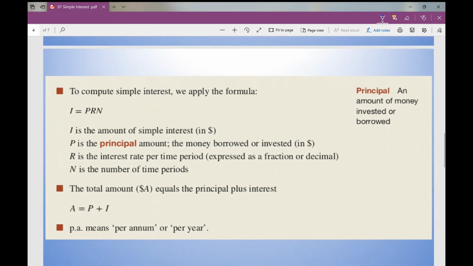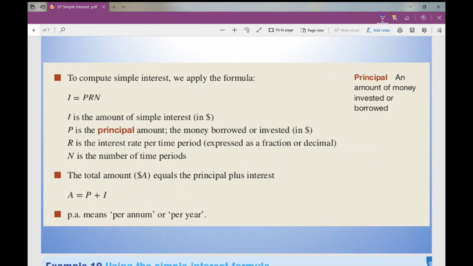Okay, moving on now to interest. I want to see everyone please writing these things down in their books. We need this formula. This is the interest formula, I equals PRN. All of these things, please also need to be written down in your book. They're telling you what the letters represent in the formula.